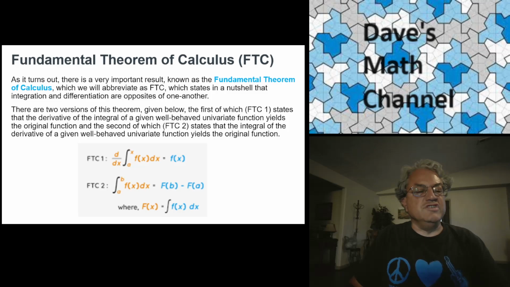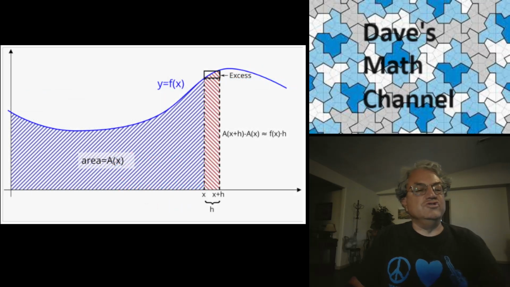FTC1 basically says that the derivative of an integral gives you back the original function. And then FTC2 says the opposite. If you integrate a derivative, you get back the original function, or you get the difference from the endpoints. So anyway, we're going to prove both of these results. And let's start with the first one.